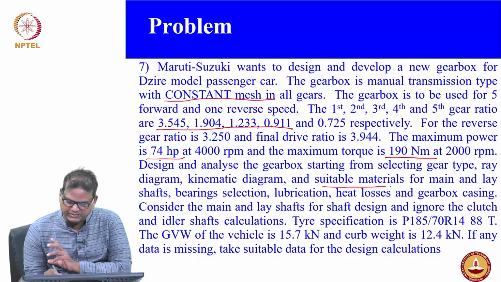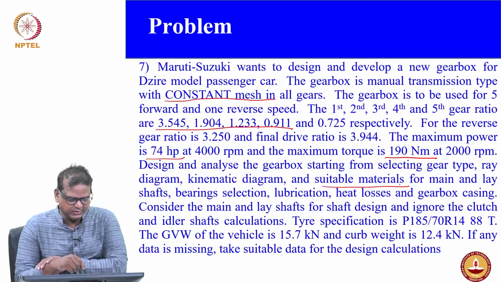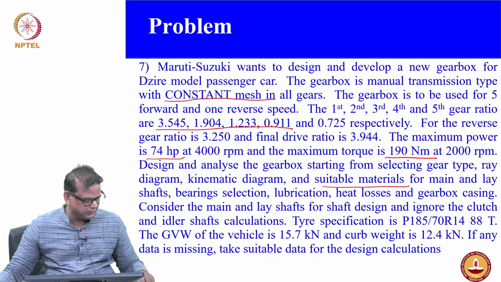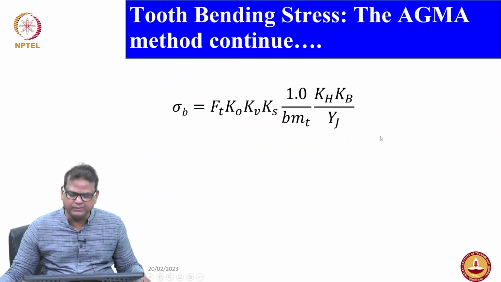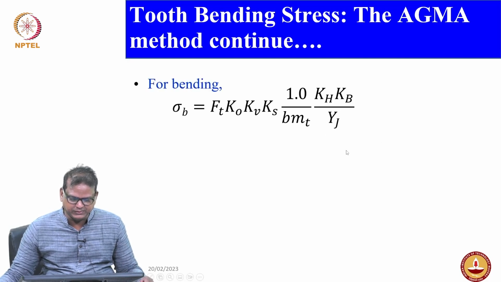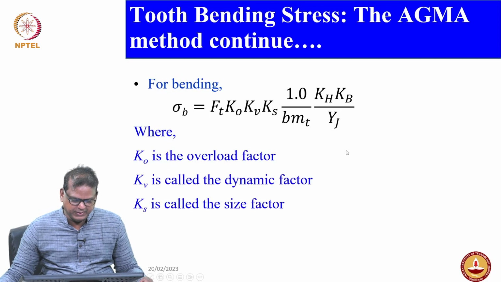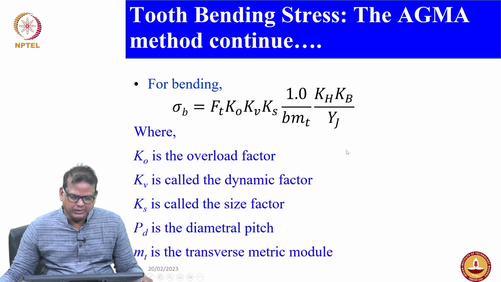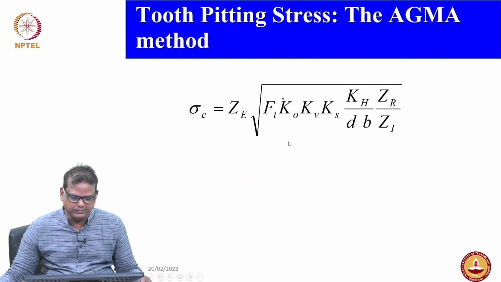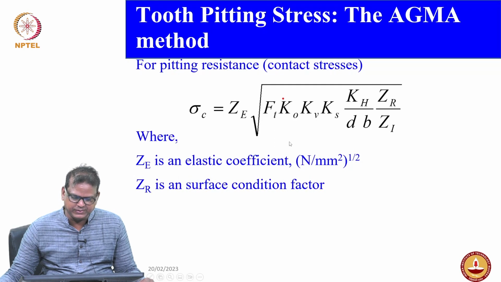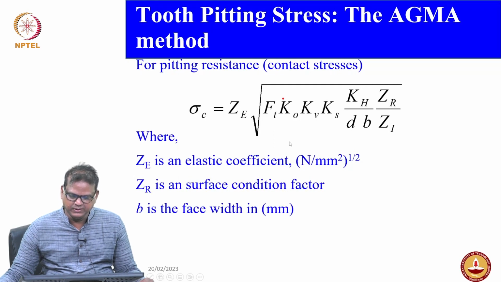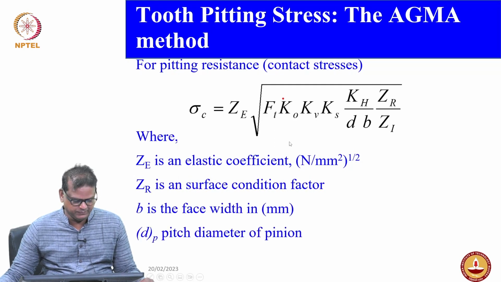We need to select the materials now. We have to select the materials and do the module calculation. I am sure this is the equation I have shown in the last lecture. This is the fundamental equation. Lot of correction factors for bending aspect, and from here we move on to the pitting stress AGMA standard. Again, these are the various correction factors.